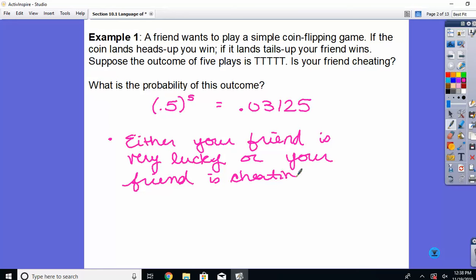Just knowing that it's only a 3% chance, does that mean your friend has to be cheating? No, because it could happen. It's just not likely. So hypothesis testing is not really a guaranteed thing. We're going to decide, do we accept this or not? It's not a guarantee, because if it's not impossible, there is a chance that it happens. But we're looking at what's significant enough to make a conclusion.